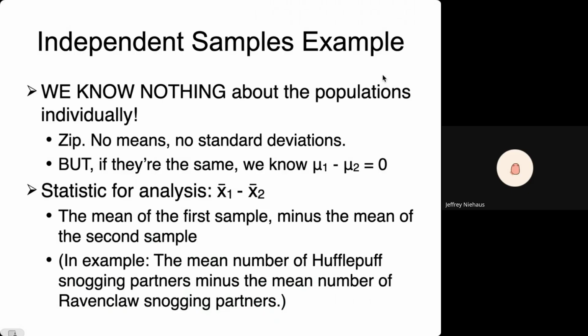We don't know anything about the populations. We are just going to have our raw data and make an average out of each group. The average of the first group, Hufflepuffs, is going to be X bar sub 1. The average of the second group, the Ravenclaws, is X bar sub 2. We are going to analyze whether the difference between the two means is big enough to be statistically significant. So therefore, the statistic for analysis is the entire phrase X bar sub 1 minus X bar sub 2.